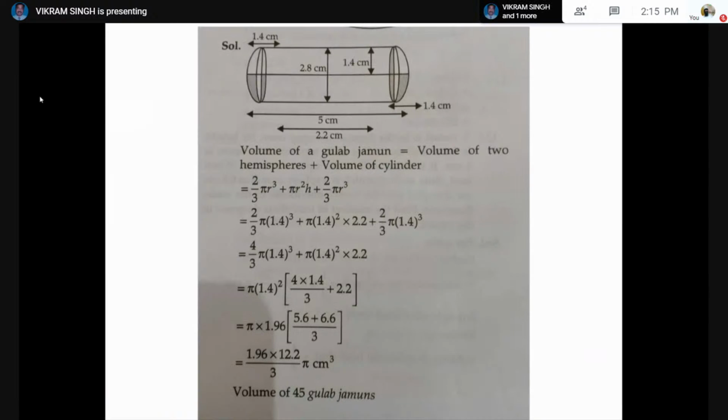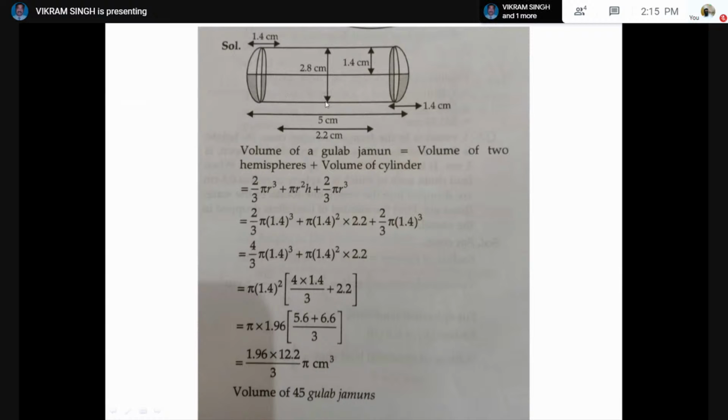So this is the figure. In the figure, as we have discussed, in between is the cylinder, and in both the ends, these are the hemispheres, that one, and in the right side this one.